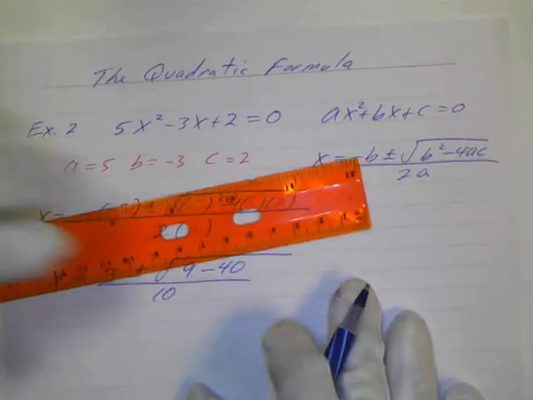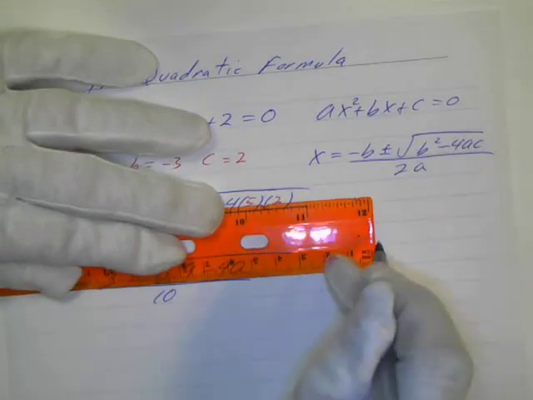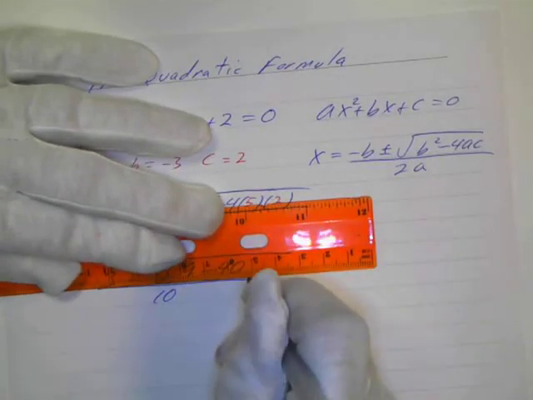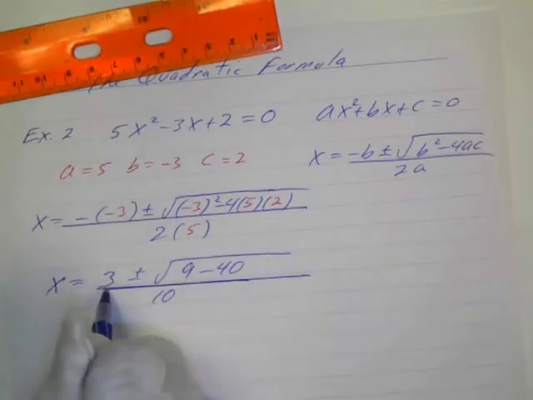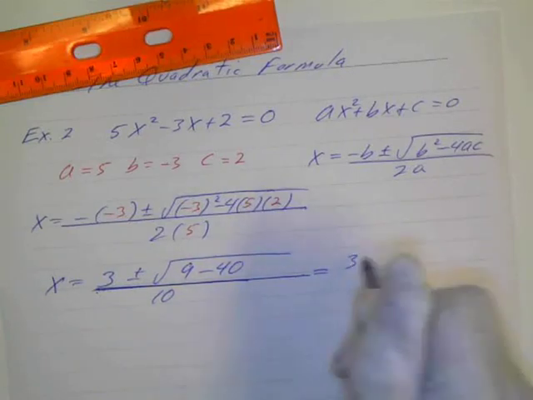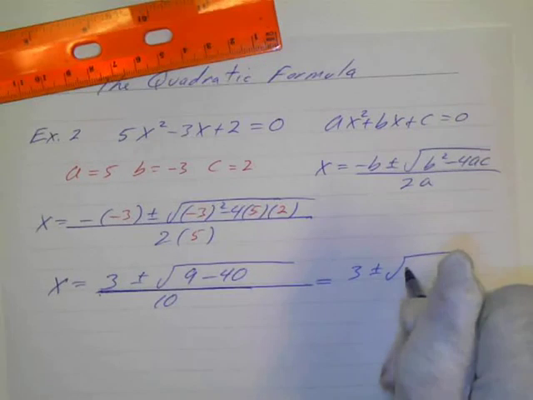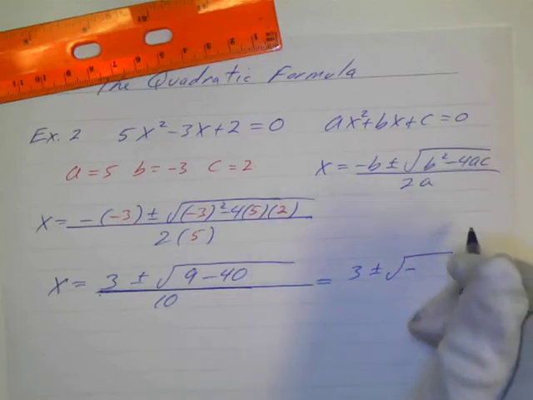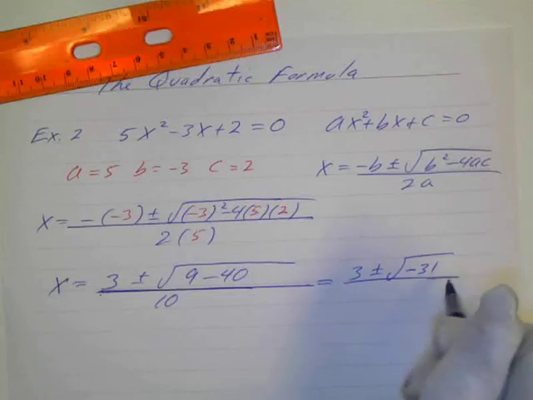See, that's what happens when I don't use a ruler. That's a big old mess. There we go. Okay. Sorry about that. And then that's going to equal 3 plus or minus the square root of negative 31, all over 10.